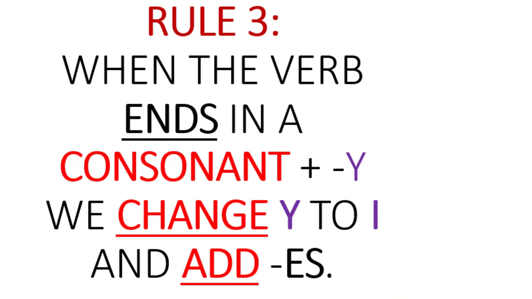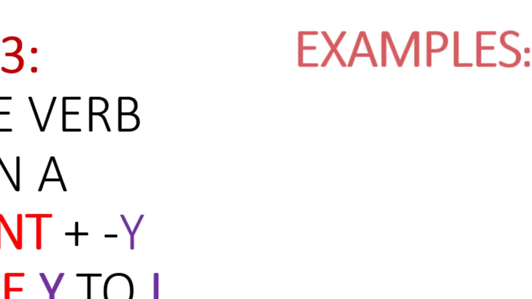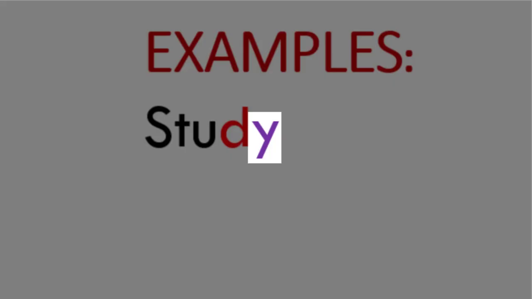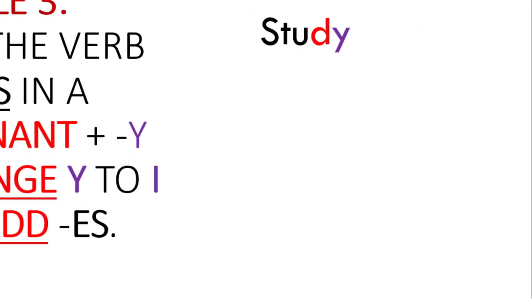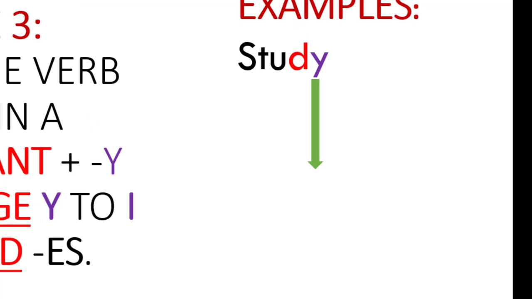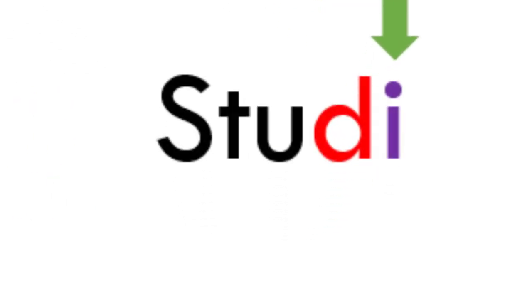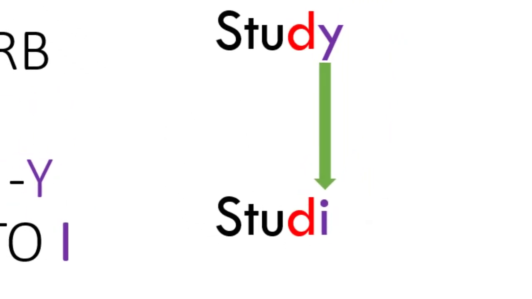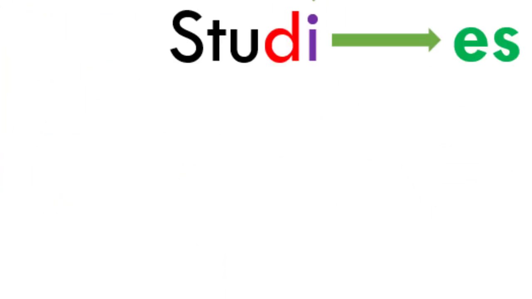Let's go now to rule number 3. When the verb ends in a consonant plus Y, we change Y to I and we add ES. For example, we have study. The last letter is Y, and before it, we have a D, which is a consonant. So, in this situation, Y changes to I, which means we don't keep the Y, we change it into I, then we add ES. So, it's studies.